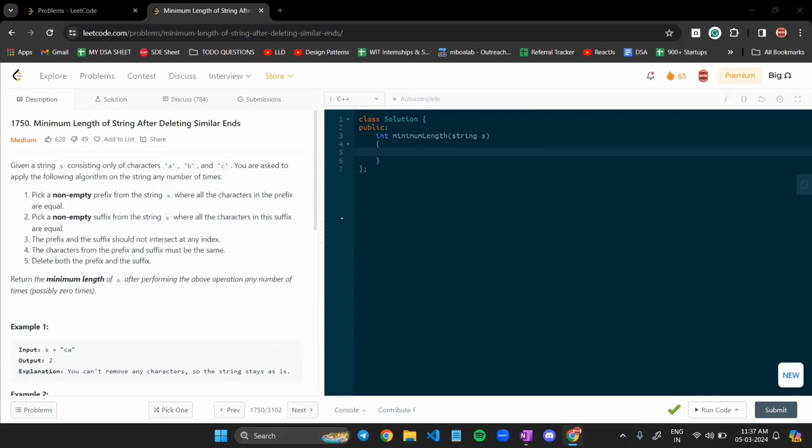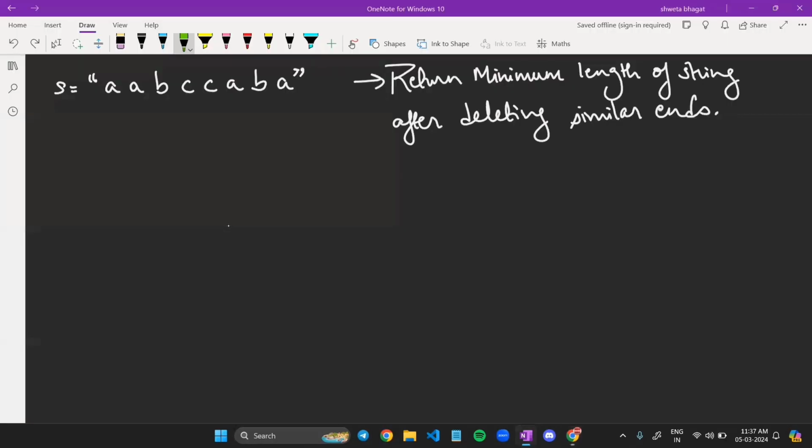Hey everyone, today we are going to solve the daily LeetCode challenge of 5th March 2024, and the problem statement is minimum length of string after deleting similar ends. So let us first understand the problem statement.